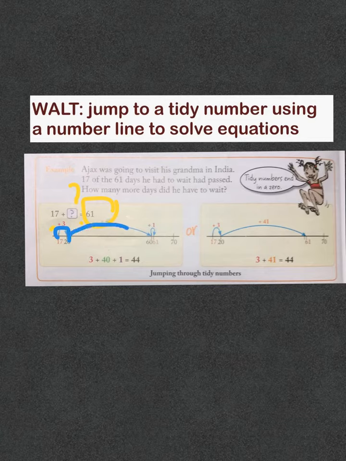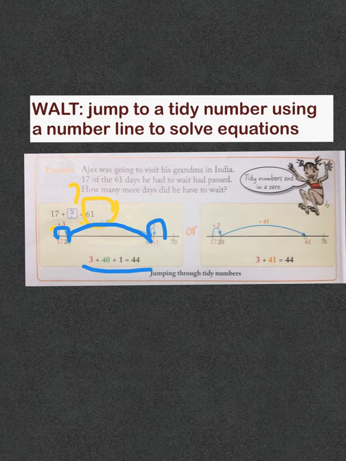follow this line here and we can go to 60. And then we still need one more, so then we can add another 1 to 61. Okay, so our answer would be plus 3, plus 40, plus 1, so 44. So 17 plus 44 equals 61.